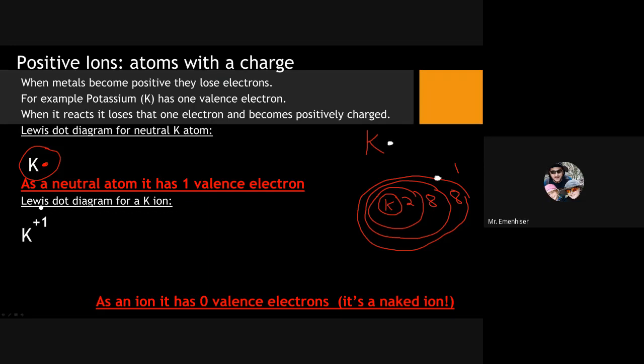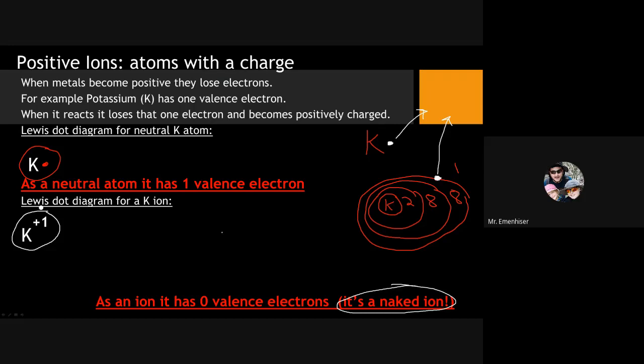So this guy is going to leave. Shoop. When he does, he's going to become a +1 with no dots. So he's naked, okay? And that's what it looks like. So it's going to be positive and no dots. So he's naked. And this is what's going to happen every time a metal becomes an ion.